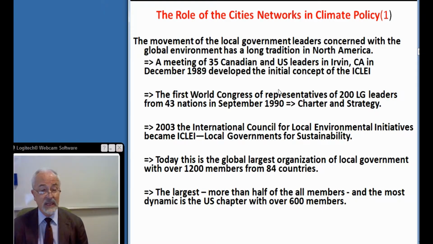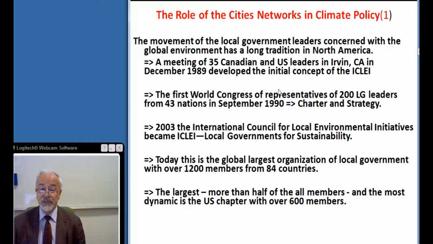This network is already almost 25 years old; in December it will be. It was initiated by American and Canadian city leaders when they developed the concept, and the congress in 1990, which brought over 200 representatives of local governments from 43 nations, started the official charter and the strategy to reduce emissions of greenhouse gases, as well as to prepare the cities for the effects of climate change.